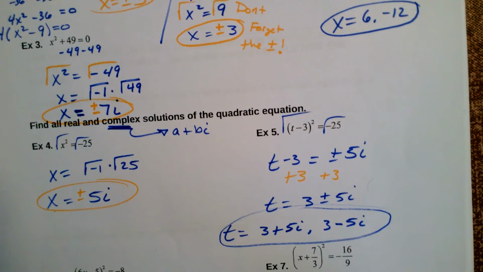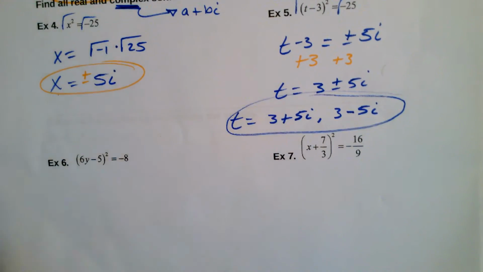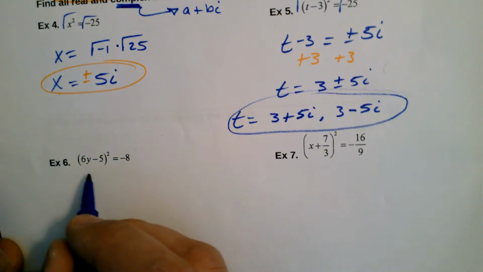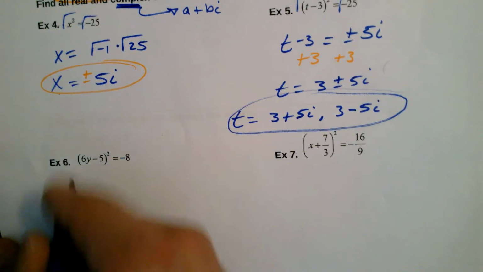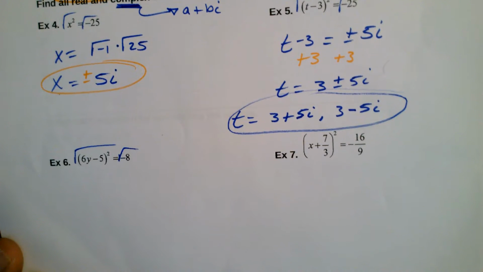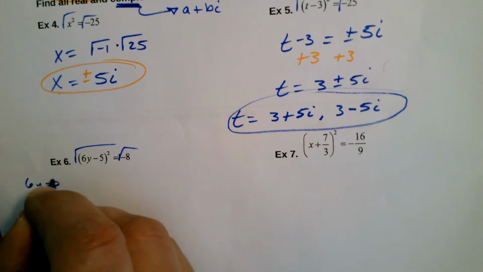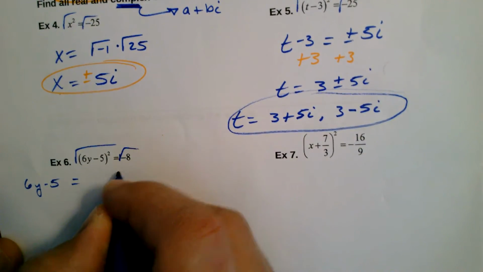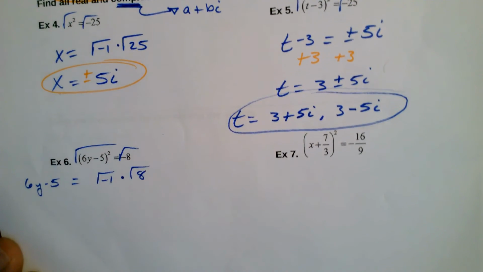All right. Let's take a look at the next one. We got example 6. I've got the quantity of 6y minus 5 squared equals negative 8. So to get rid of the squared term, we're going to square root both sides. So in this case, I get 6y minus 5. And that equals, and let's break this thing down, the square root of negative 1 times the square root of 8.